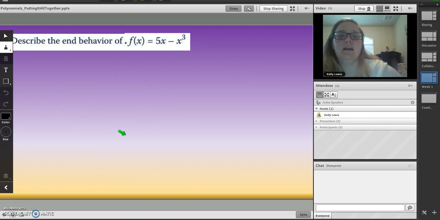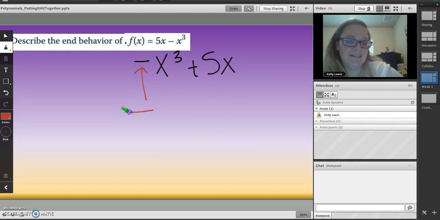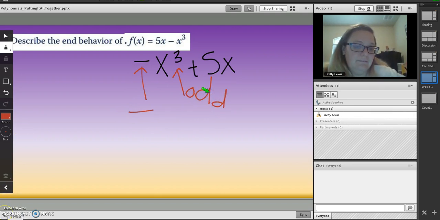All right, let's do this one. So here, this is kind of tricky because it's written backwards. So the highest degree needs to be written first. Right. Here we are. This leading coefficient is negative, and this is odd. All right, so negative, odd.